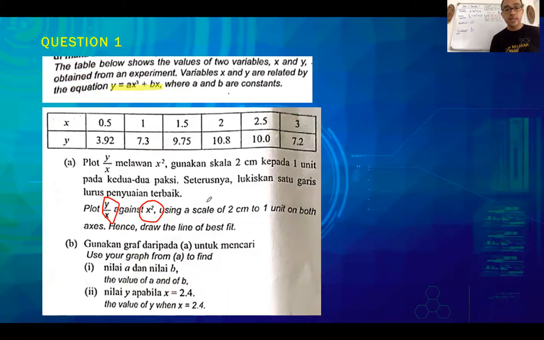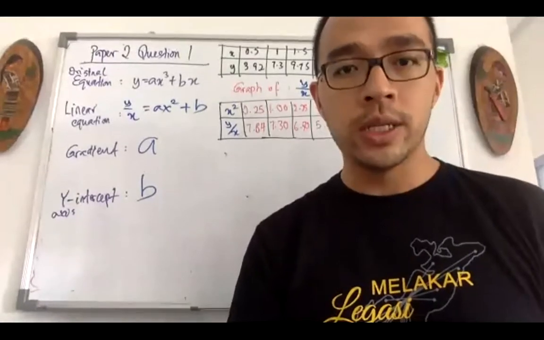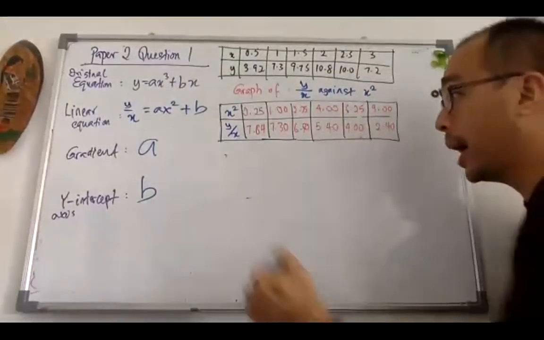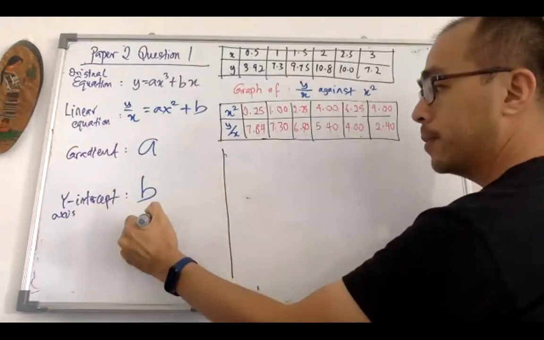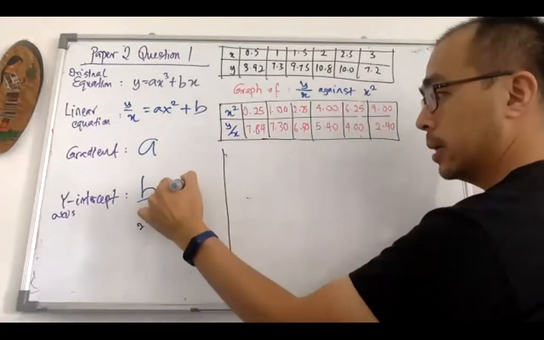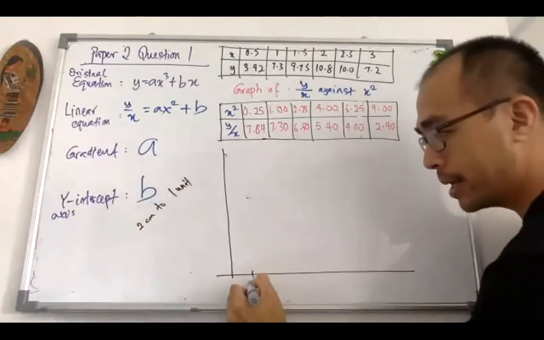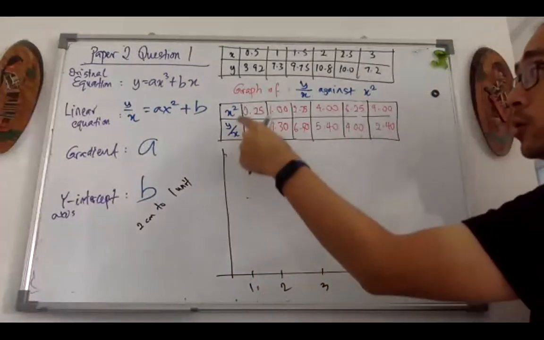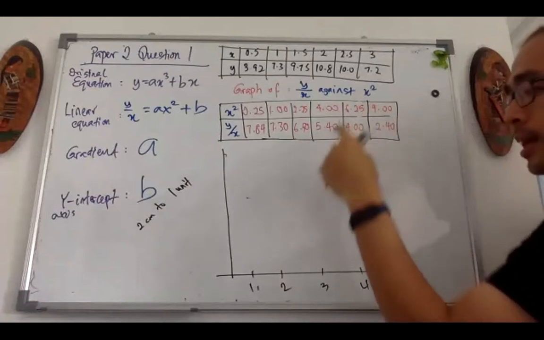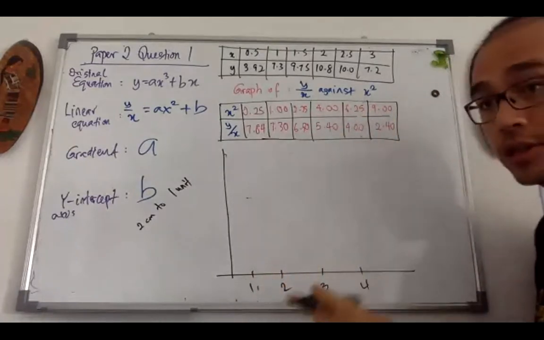Now for physics students, you should know what the line of best fit is. The line of best fit is the one that balances on both sides and tries to join as many points as possible. Right now what I want you to do is to take out your graph paper and draw up this graph. If it is 2 cm to 1 unit, every big box is 1, 2, 3, 4. And then you look, the biggest value of x squared is 9.